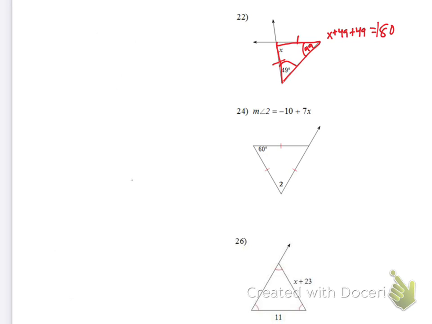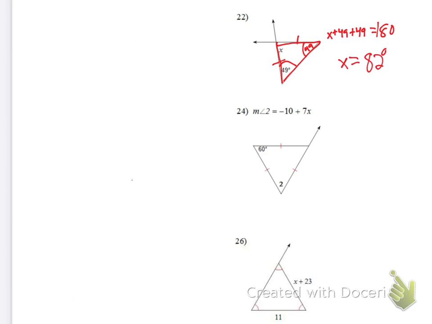Now I'll just solve. We'll do 180 minus 49, and then minus another 49 for the other angle. So x has to equal 82 degrees.